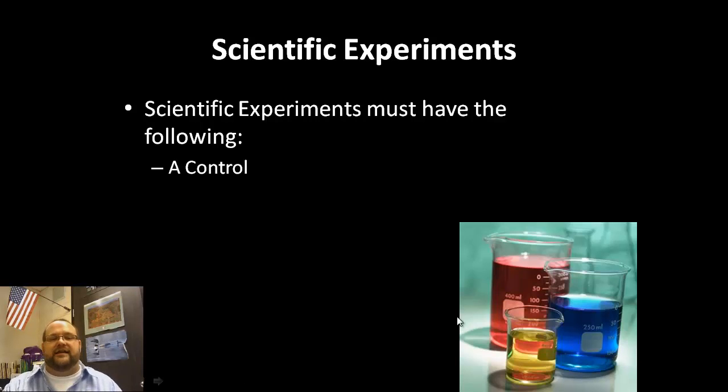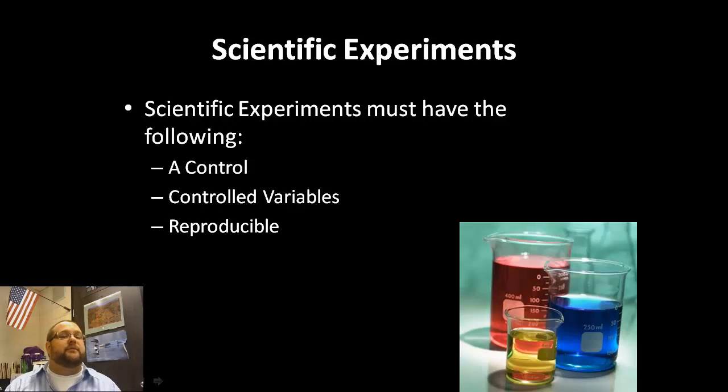The first thing that they need to have is a control. And we'll go into what these are in detail. The second thing they need to have is controlled variables. And the third thing they need to have is that it needs to be reproducible again. Other scientists need to be able to reproduce our experiments.